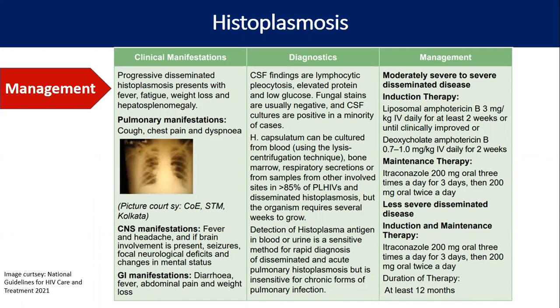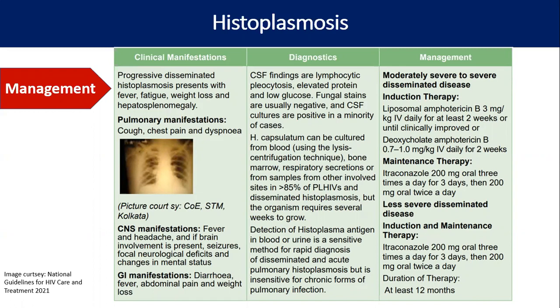But the sample we can have, but it needs several weeks to grow, so it takes time. Detection of histoplasma antigen in blood or urine is a sensitive method for rapid diagnosis of disseminated and acute pulmonary histoplasmosis, but is insensitive for the chronic form of pulmonary infection.